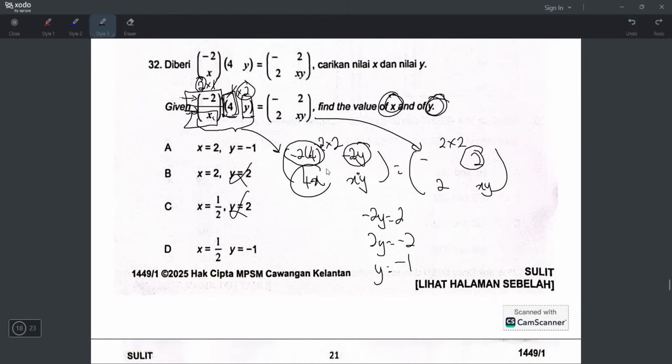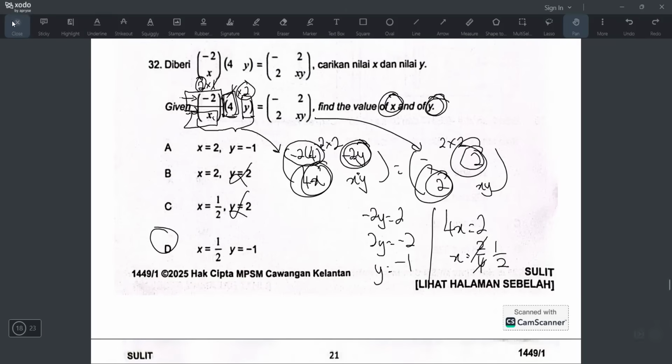Now compare 4x equals 2. So your x is 2 divided by 4, which cancels to 1 over 2. So the answer is D. That's all. The xy equals xy one, don't compare, because xy equals xy, how are you supposed to find x and y from there? So this is good enough already. Just compare this with this and this with this, and you get your x and y. So yeah, that's all.